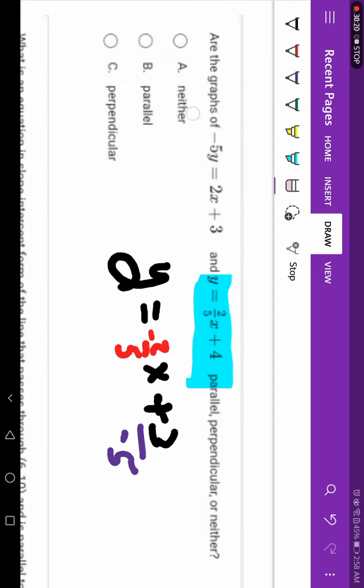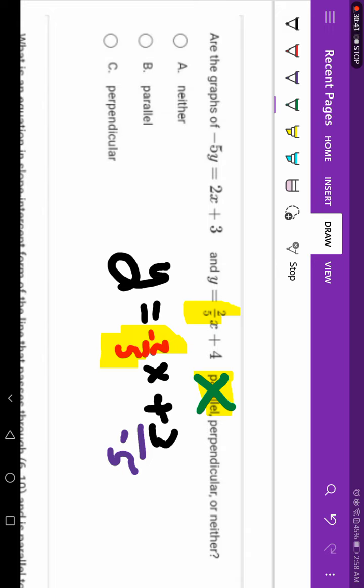Now, you know the rule. If the two equations are parallel, that means the slope must be the same. Is this slope equal to this slope? No. So they are not parallel.